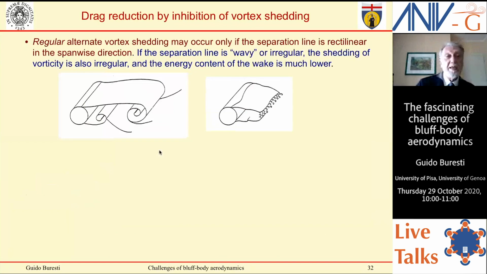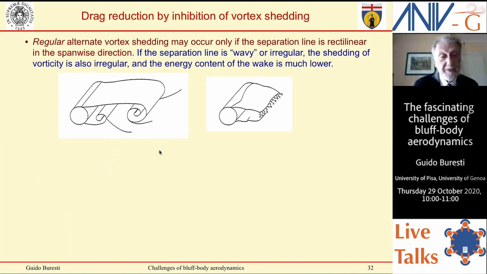Now, regular alternate vortex shedding may occur only if the separation line is rectilinear. This is very important in the spanwise direction. So if the separation line is wavy or irregular, the shedding of vorticity is also irregular, and so the energy content of the wake is much lower. So the less regular the vortex shedding is, the lower is the energy of the flow, and thus the drag of the body.